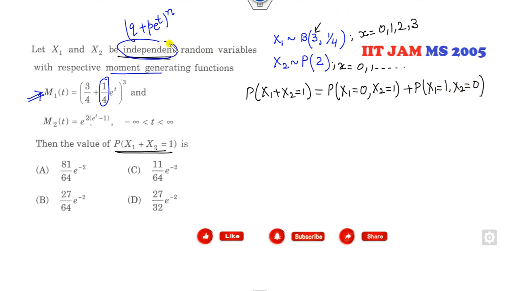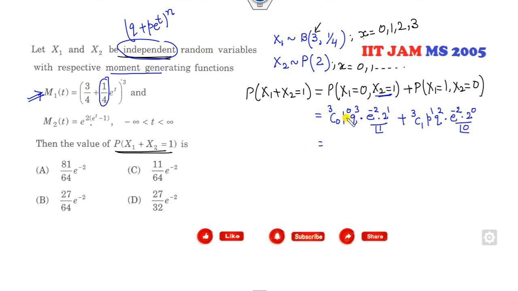Now because of this independence, I can write it as a product. What is that? It's a binomial distribution. So nC0 p raised to power 0 q raised to power 3 into the Poisson distribution, so e raised to power minus 2, 2 raised to power 1 over 1 factorial. Plus 3C1 p raised to power 1 q raised to power 2 into e raised to power minus lambda, lambda raised to power 0 over 0 factorial.